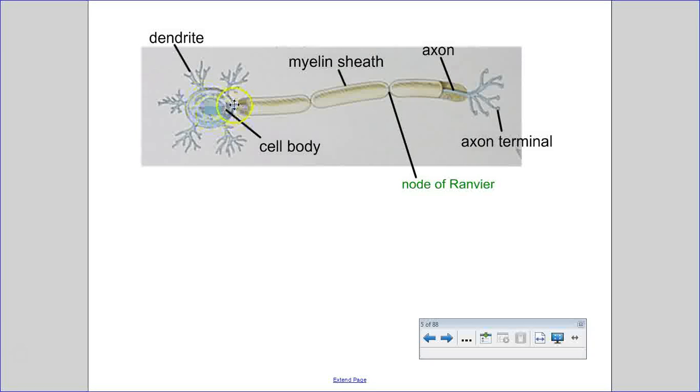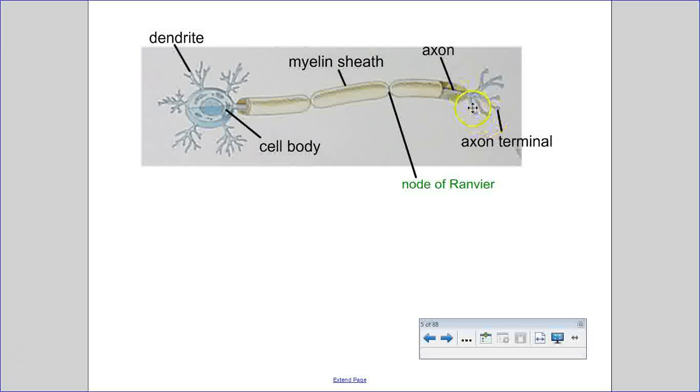Okay, so from the cell body, the message would travel along this thin part that's kind of hidden under these sausage-looking things, and that's called the axon. The axon can be anywhere from 1 millimeter to 1 meter long in us. There's the axon, and it runs to the end of the axon. Remember, the word terminate means end, so the axon terminal is the ending of the axon.